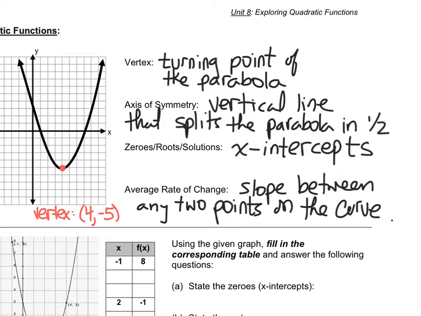You see in the example below, you're given a graph, you're given part of a table, but you're not given the equation. The reason you're not given the equation is because they don't want you just going right into the calculator and stealing the information. They want you to actually analyze the picture.